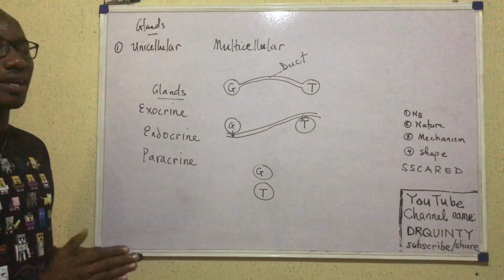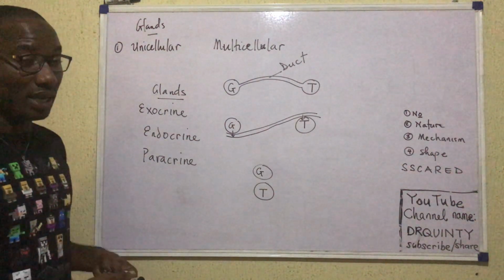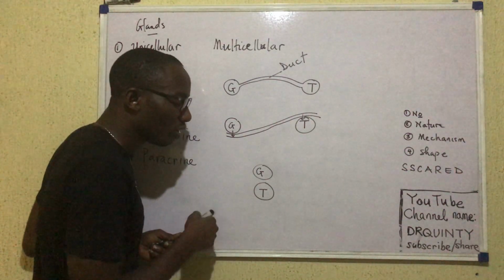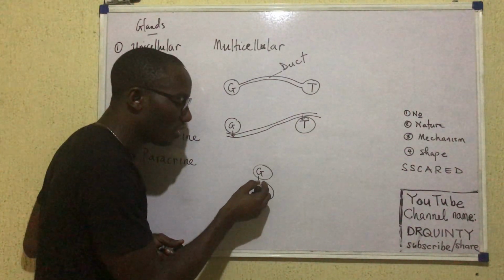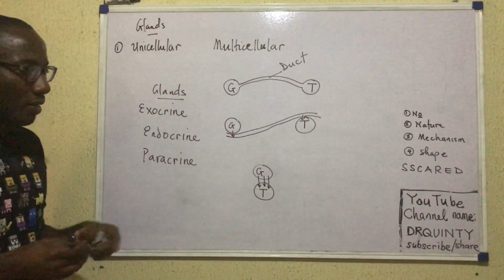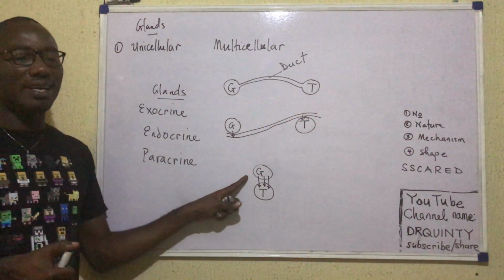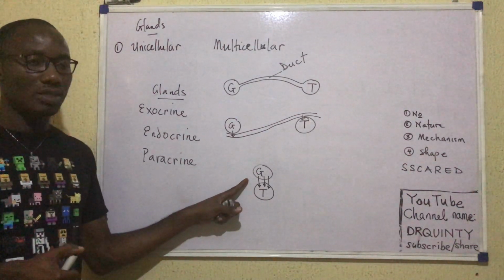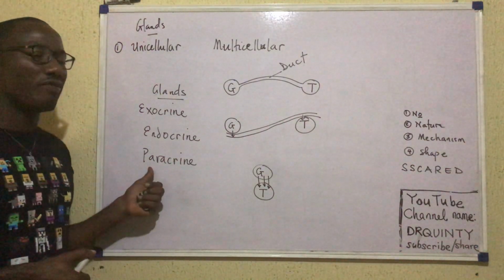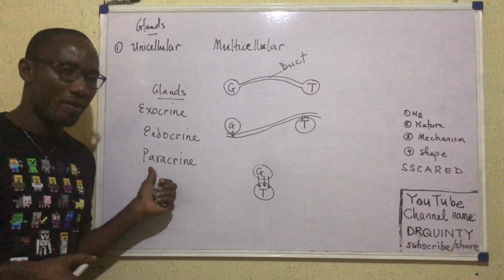The last case is one where you have a gland very closely situated to its target. When gland and target are very close, like you can see here, it's possible for the secretions of the gland to move straight into the target by simple diffusion. This case, where gland and target are very close and can communicate as you have seen there, is where we refer to the gland as paracrine.